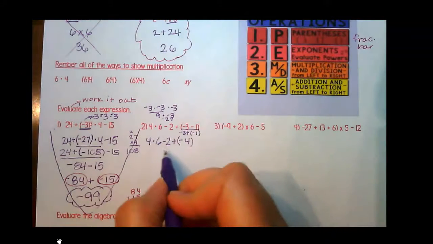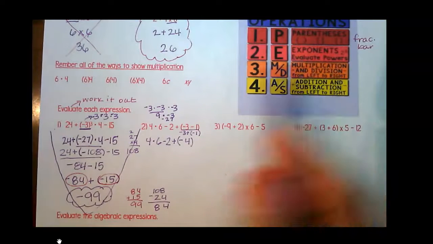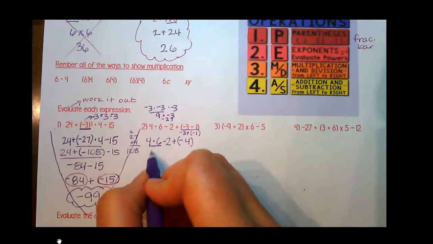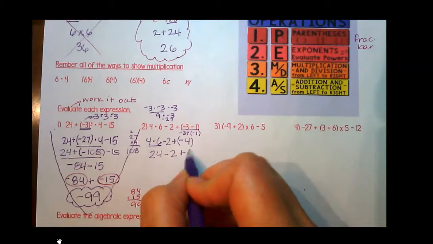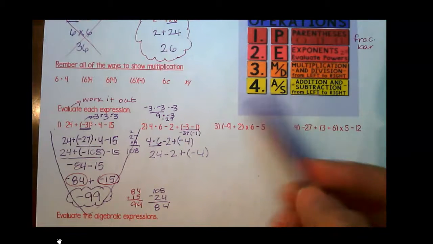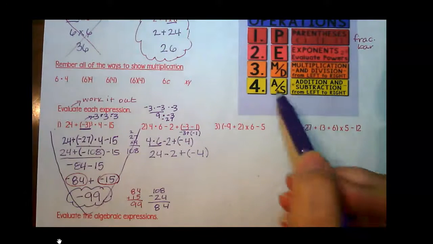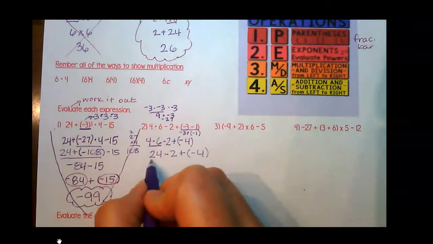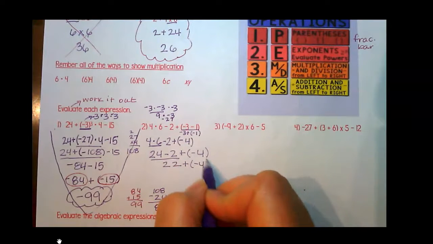Now, exponents, don't have any. Multiplication, division. Well, we have some multiplication right here. 6 times 4, you got it, is 24 plus negative 4. Don't see any more multiplication. This doesn't mean to multiply because you have the plus sign in front. So last we add and subtract from left to right. 24 minus 2 is 22 plus a negative 4.